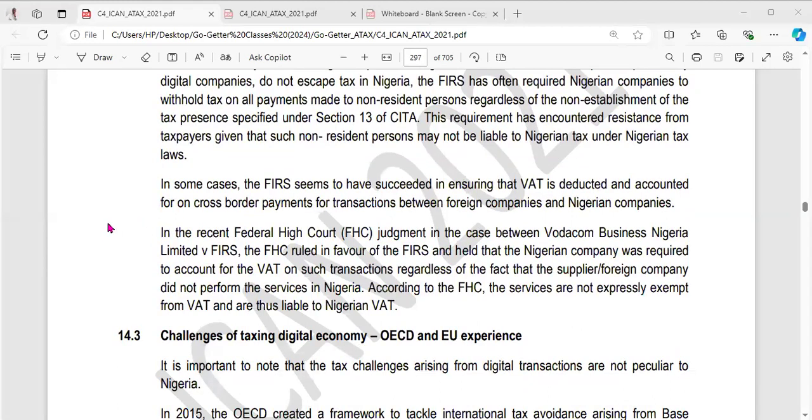Now let's look at a recent Federal High Court judgment in a case between Vodacom Business Nigeria Limited versus FIRS. The Federal High Court ruled in favor of the FIRS and held that the Nigerian company was required to account for the VAT on such transactions, regardless of the fact that the supplier, a foreign company, did not perform the services in Nigeria. According to the High Court, the services are not expressly exempt from VAT and are thus liable to Nigerian VAT. So that's the reason why when you are buying Zoom now, you will be charged VAT, because they are now required to pay VAT.